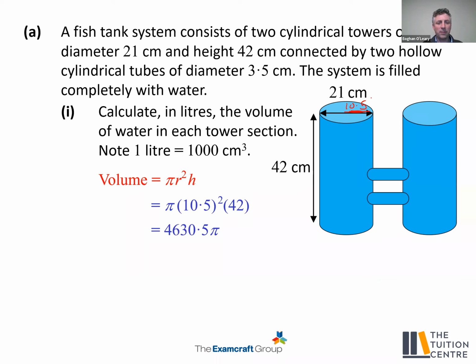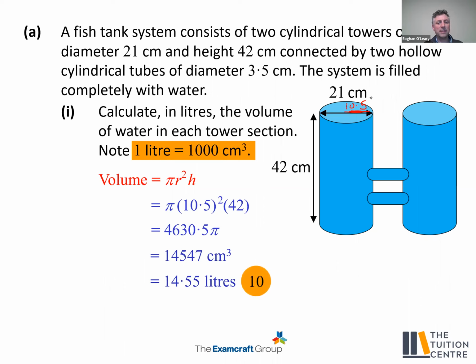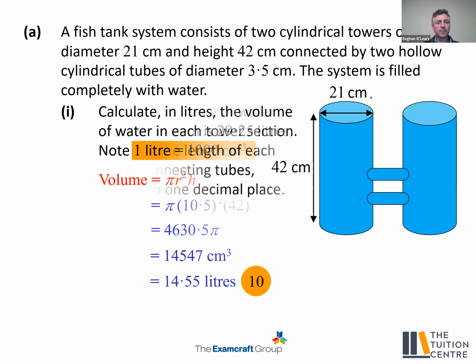We get 4630.5 pi. It's 14,547 centimeters cubed. We must then divide that by the 1,000, and we're going to get 14.55 liters. And that's 10 marks. So that was a nice, easy start to this question.